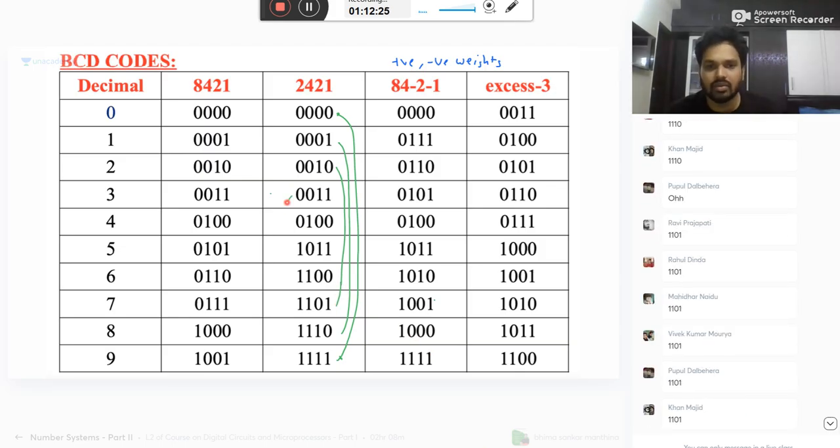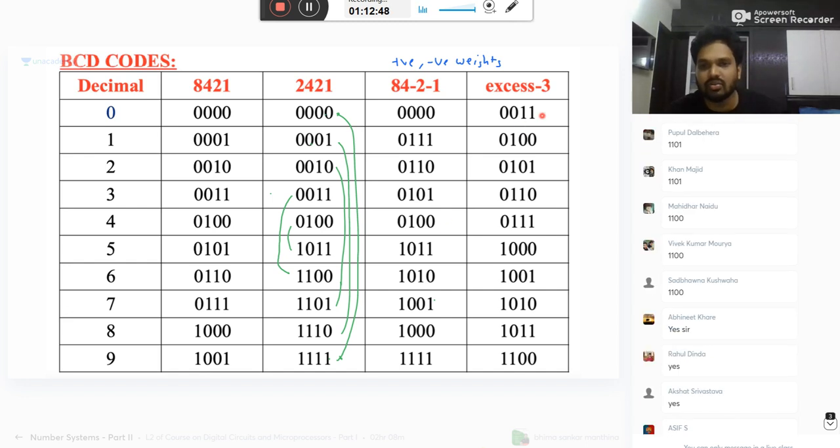What is the complement of 0011? You can see this and this are complementary to each other. The second one and the second last one are complementary to each other. The third and third last are complementary to each other. Will you accept this or not? What is the advantage? I will explain. First, do you accept it or not?